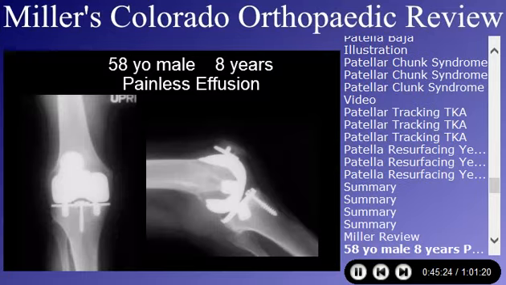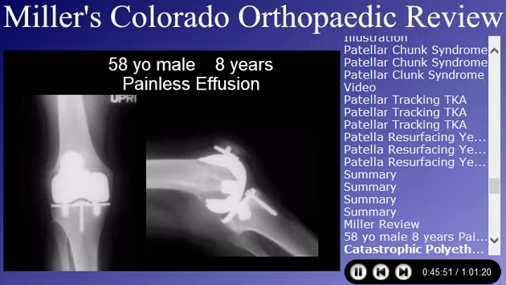Typical example: a 58-year-old gentleman, 8 years from a primary total knee. The surgeon looks at the x-ray, he's done a bang-up job. 8 years later, this gentleman presents with a painless, warm knee. Painless effusion, warm knee, not too terribly painful, relatively stable. What you see here radiographically is some osteolysis, but the components are not particularly loose.